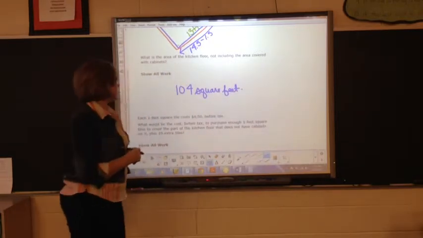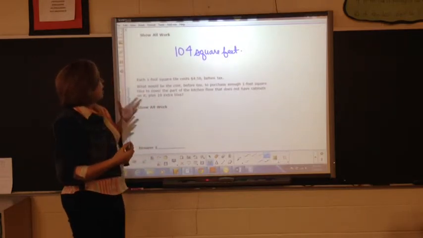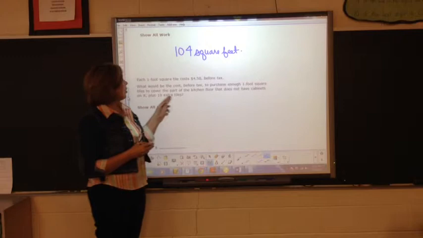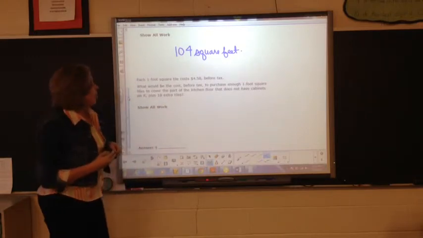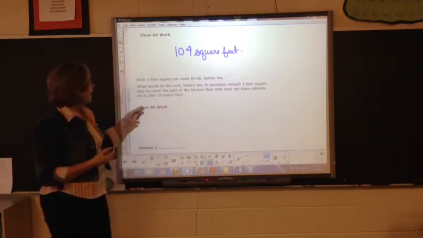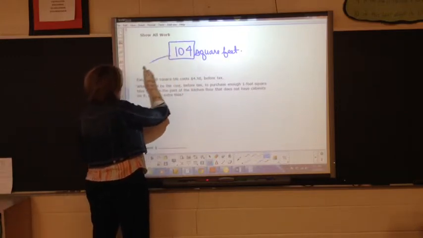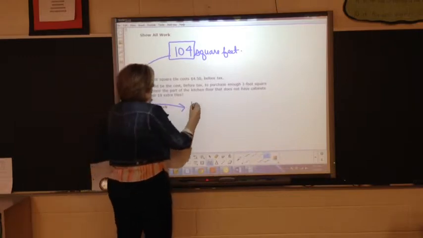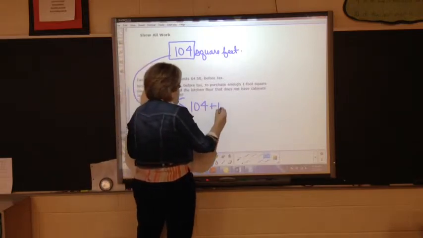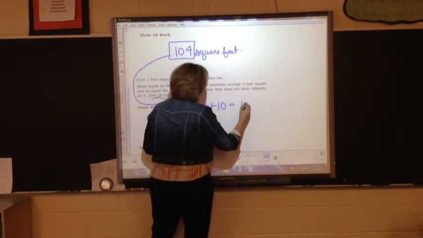All right, let's look at the second part of this question. The second part is about purchasing tile. It says each 1 foot square tile costs $4.50 before tax. What would be the cost before tax to purchase enough 1 foot square tiles to cover the part of the kitchen floor that does not have cabinets, plus 10 extra tiles? So I'm going to take my total square footage from the previous question, 104, and to that I need to add the 10 additional tiles. All right, 104 plus 10 is 114.